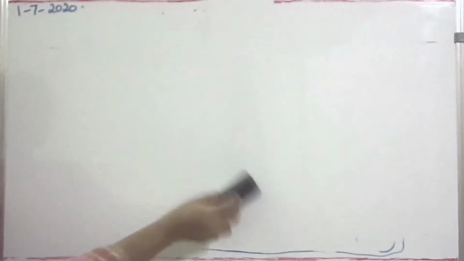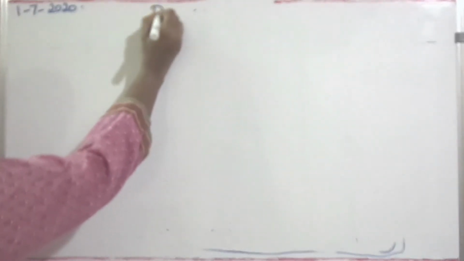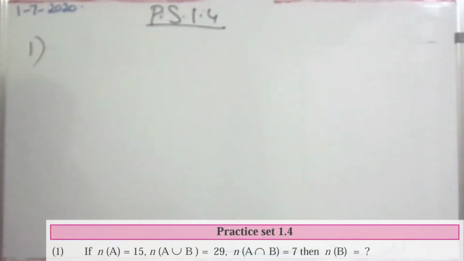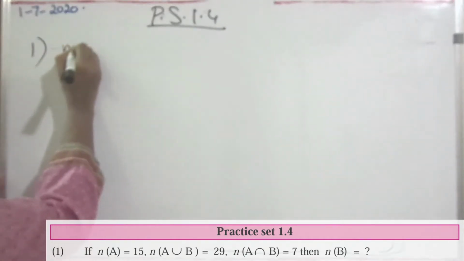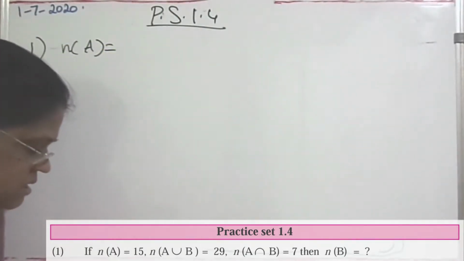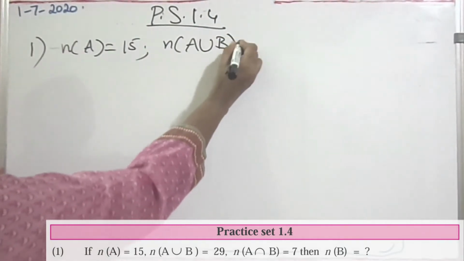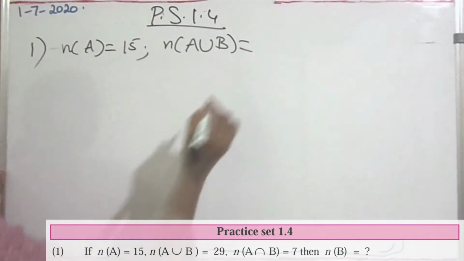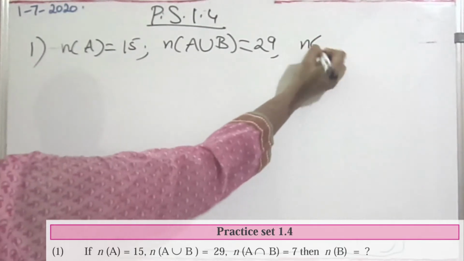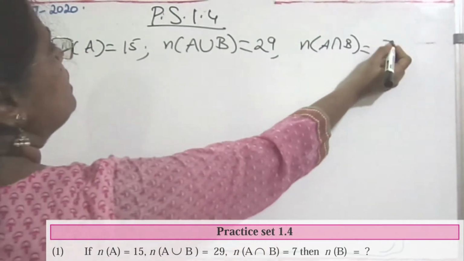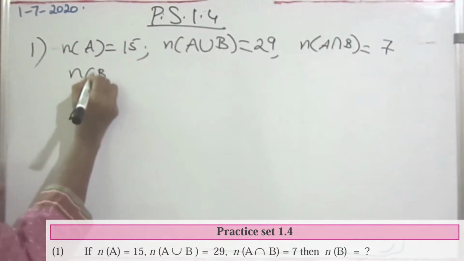Now let us do the sums based on that formula. Take out practice set 1.4, sum number 1. I am writing down the question here. Number of elements in A is 15. Number of elements in A union B is 29. Number of elements in A intersection B is 7. These three things are given and you have to find the number of elements in B.